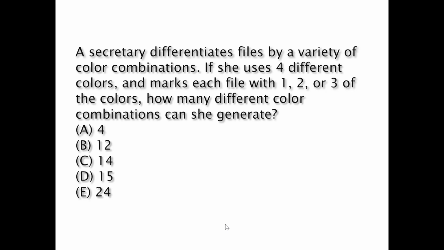So did you get the answer? I got 14. C. Okay. Lakshmi Narayan, did you get the answer? Yeah, between 14 and 15.